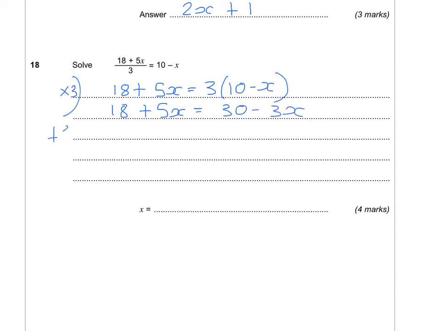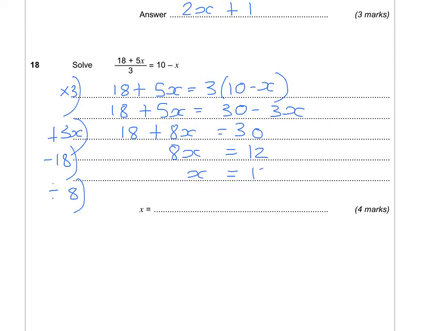Now, I'm going to add 3x to both sides as my next step, so that's 18 plus 8x equals 30. I'm then going to subtract 18, giving me 8x equals 12, and then to finish off I'm going to divide by 8, giving me x equals 12 over 8, which is equal to 1.5.